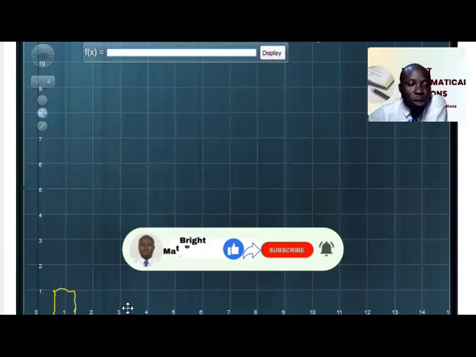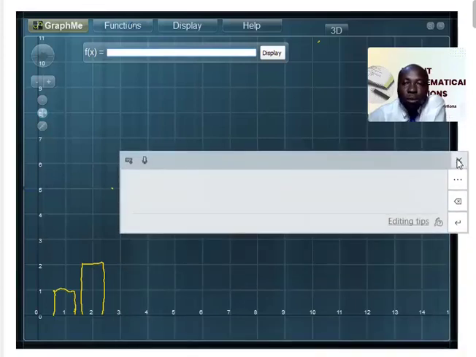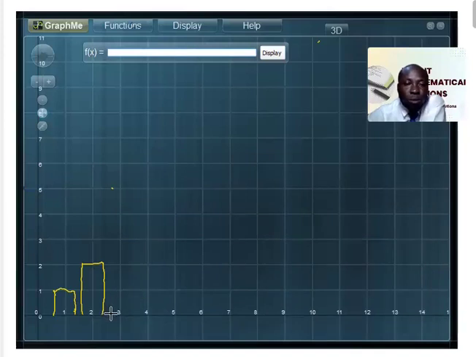Now, when x is 2, our frequency is 2. Remember, I'm making use of the table that we were given. So our x is 2 and our frequency is 2. So when x is 3, our frequency is 5. So this is 5. Please ensure you use a ruler. I'm using my hand to draw. It must be straight.